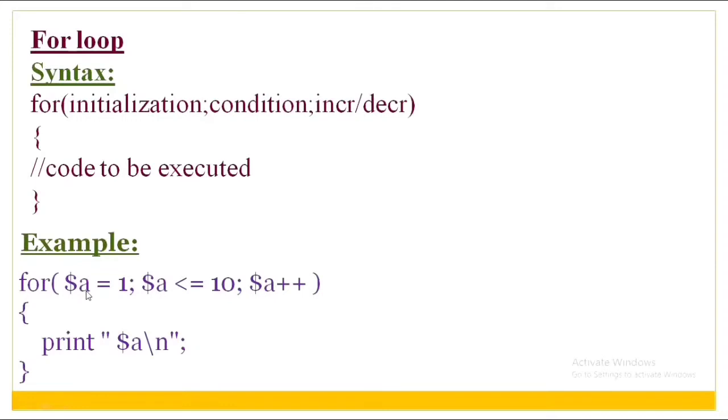A value is 1. Is A less than or equal to 10? A plus plus. Print the A values. First value is 1. 1 is less than or equal to 10. The condition is true, so print and increment the A value.